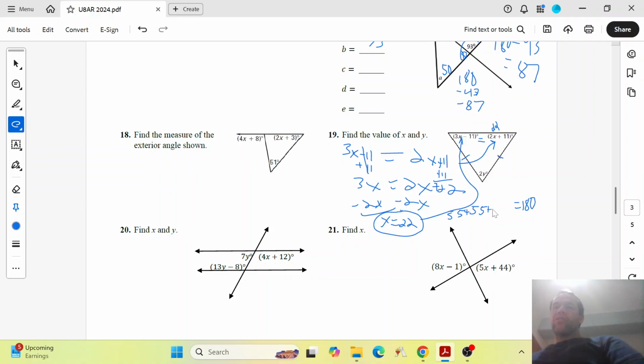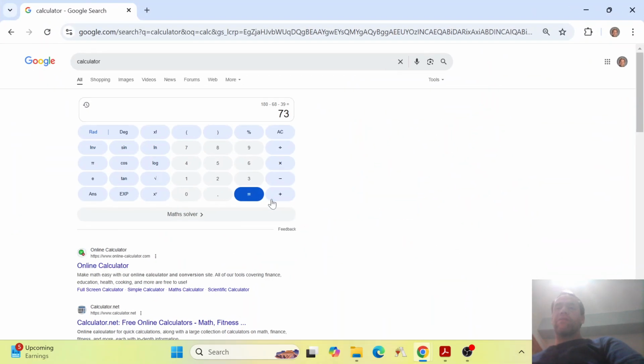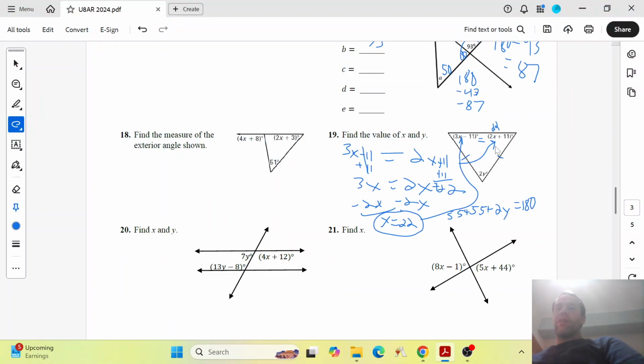Plus 2y is equal to 180. So 180 minus 55 divided by 2. You got this? So 180 minus 55, and then divided by 2 is 35. So we get x equal to 22, and y is equal to 35. Nice. So that was for number 11.